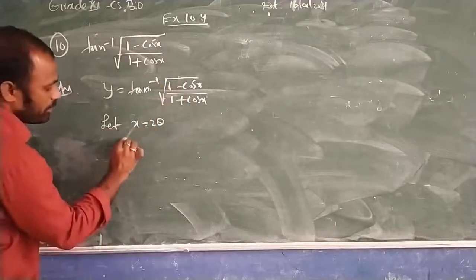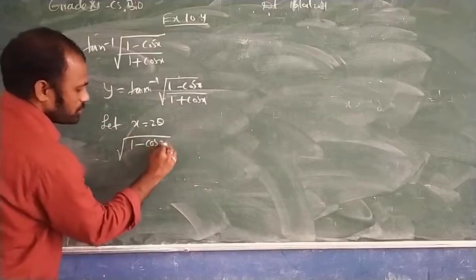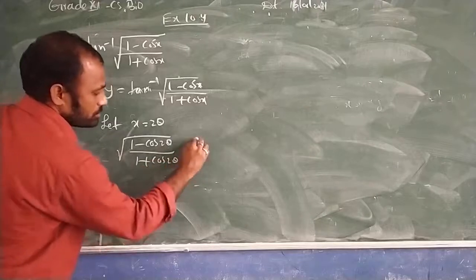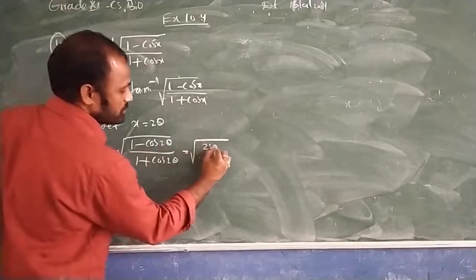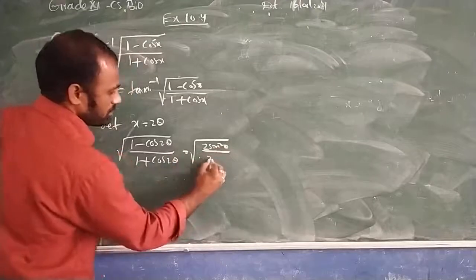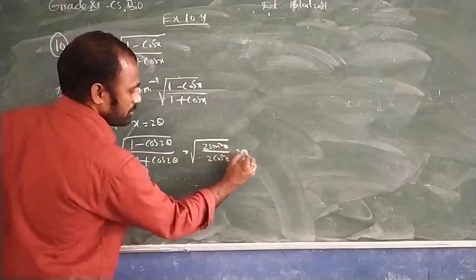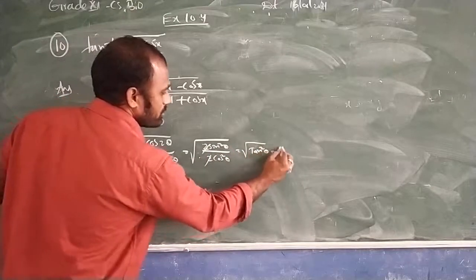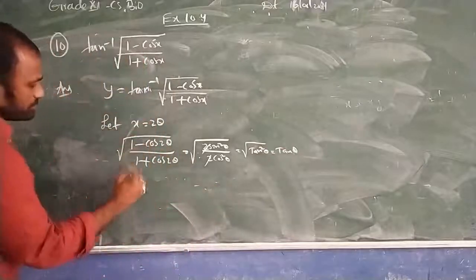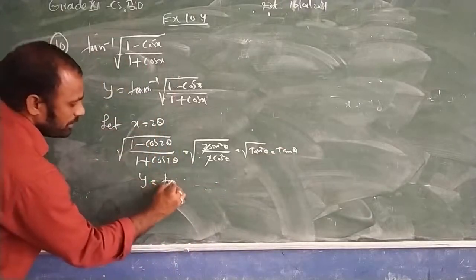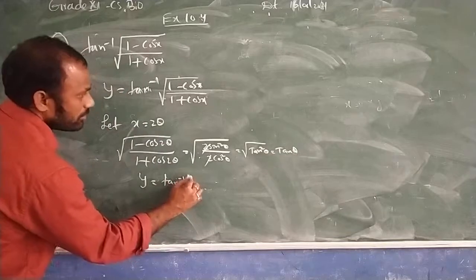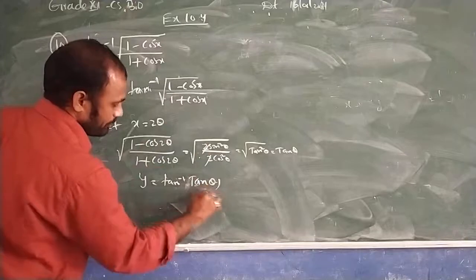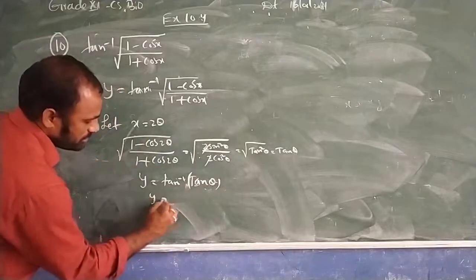So the function will become root of (1 minus cos 2 theta) divided by (1 plus cos 2 theta) equal to, 1 minus cos 2 theta is 2 sin square theta, 1 plus cos 2 theta is 2 cos square theta. 2 gets cancelled, sin square theta by cos square theta will be tan square theta, so it is tan theta. So if I substitute, the function y is equal to tan inverse of, root gets cancelled, so tan inverse of tan theta. So tan inverse of tan theta means y is equal to theta.